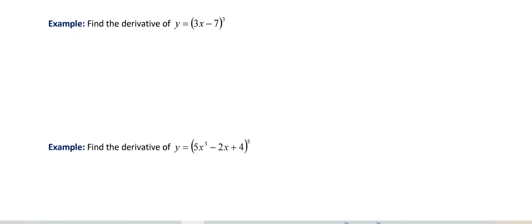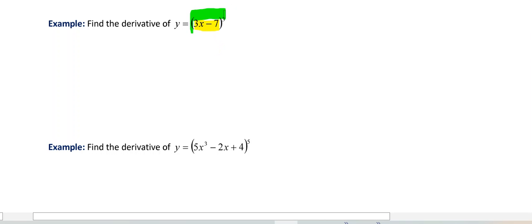In this video, I'm going to be doing some more examples of using the chain rule. In the last video, we introduced the idea of a composite function. In y equals the quantity 3x minus 7 cubed, 3x minus 7 would be my inside function, which we call u. And then the outside function would be this quantity cubed.